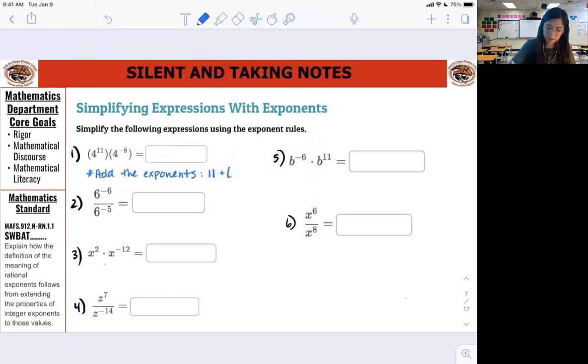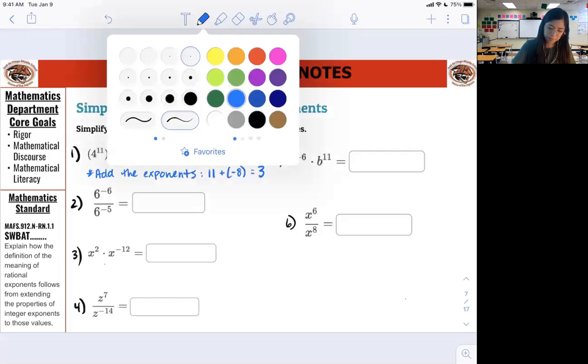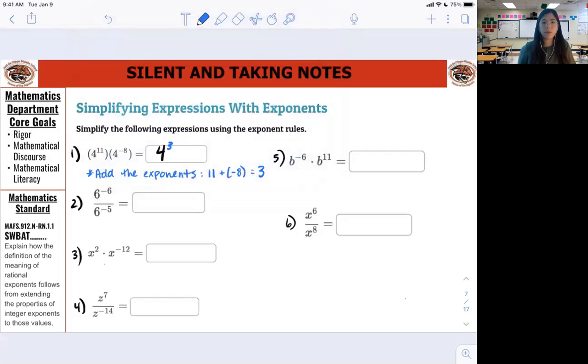So 11 plus negative 8, like Juan said, is 3. So I have 4 to the power of 3. All I had to do was add up those exponents. Questions on number 1?